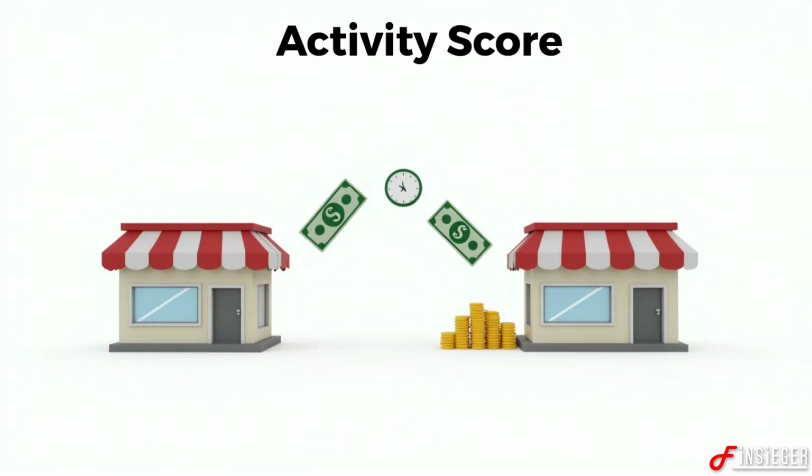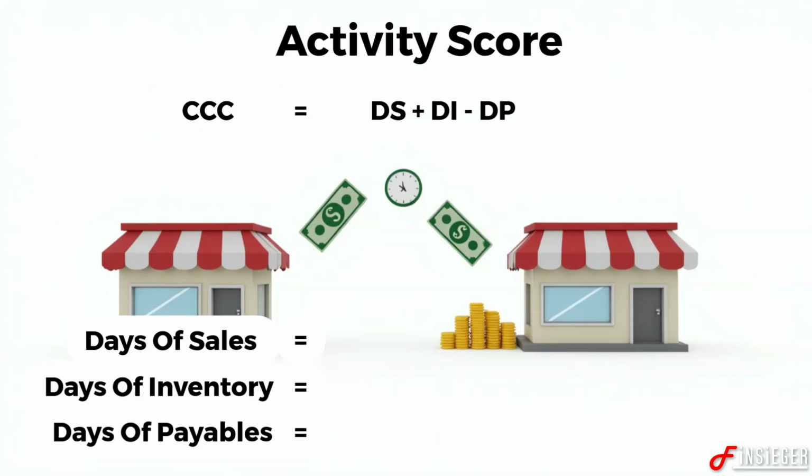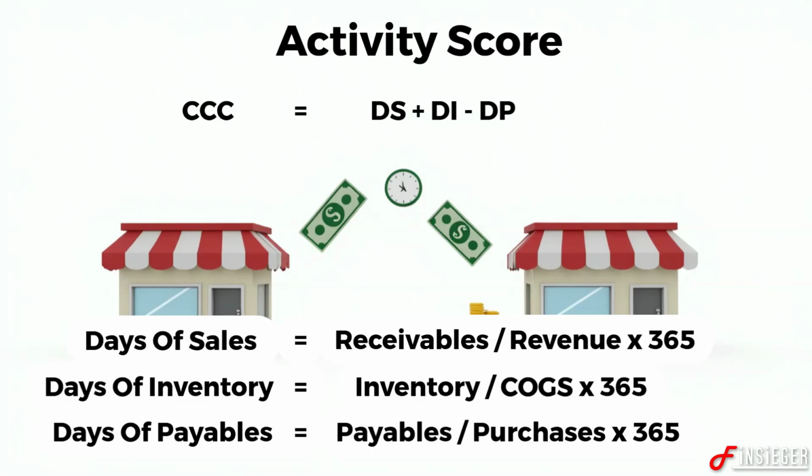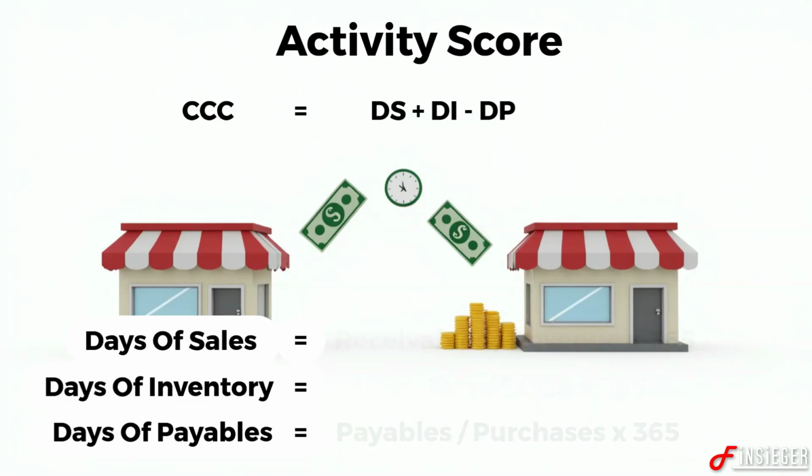Cash conversion cycle is days of sales plus days of inventory minus days of payables. Days of sales is time required by customers to pay. Days of inventory is time taken by products sitting in inventory. And days of payables is time taken by the company to pay its suppliers. Days of sales is receivables by revenue multiplied by 365. Days of inventory is inventory divided by cost of goods sold multiplied by 365. And days of payables is payables by purchases multiplied by 365.